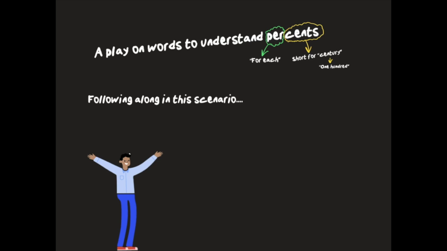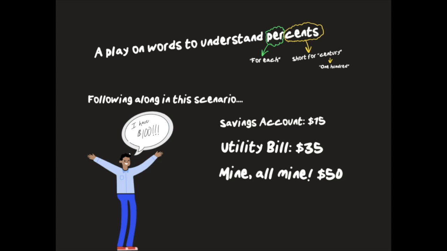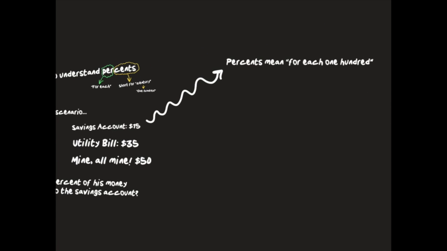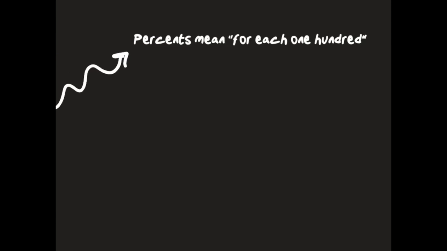This gentleman has $100. From that $100, he's going to put some in a savings account. He's also going to pay a bill, and then the rest he's just going to keep in his pocket. So, what percent of his money went to the savings account? Remember, all we're doing is just playing around with what the words actually mean. All right, so let's go back and revisit. Percents, by definition, is basically saying for each 100.